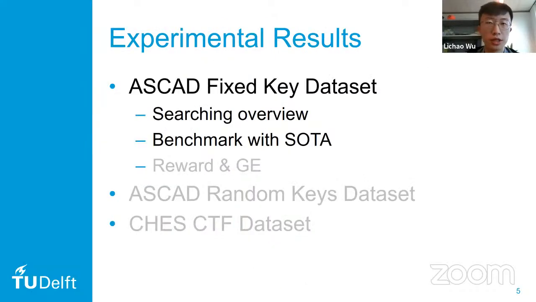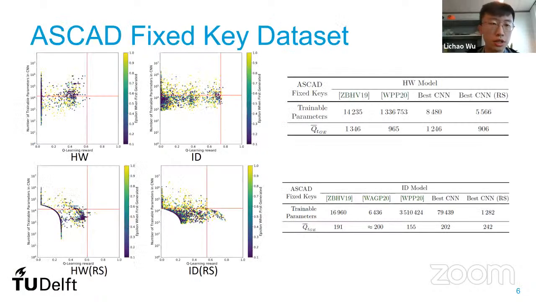Finally, we move to the experimental results. We have experimented with three data sets, but here we only show one, the ASCAD fixed key data set, which is ASCAD version 1. Here's the result. From the left, you can see our searching overview. Each dot stands for one network topology. The x-axis stands for the Q-learning reward, which is the reward I just mentioned before, and the y-axis stands for the number of trainable parameters. The cross of two red lines stands for the state-of-the-art models. We want to benchmark against the state-of-the-art models.